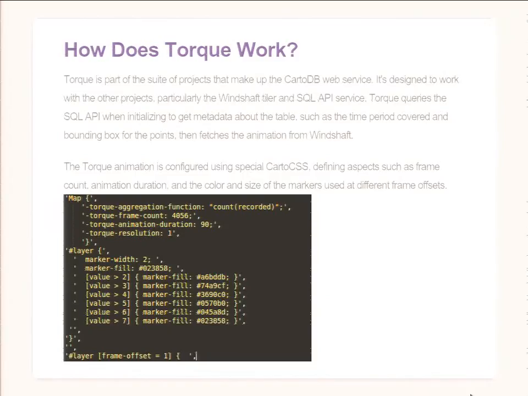So the Torque animation itself is configured with some special CartoCSS. Since Windshaft uses Mapnik, it's using the CartoCSS style sheets for configuration. So we get some special Torque-flavored CartoCSS for defining aspects of the animation and how that displays.